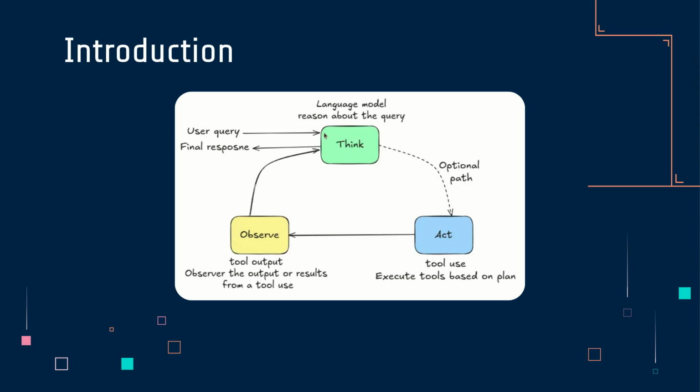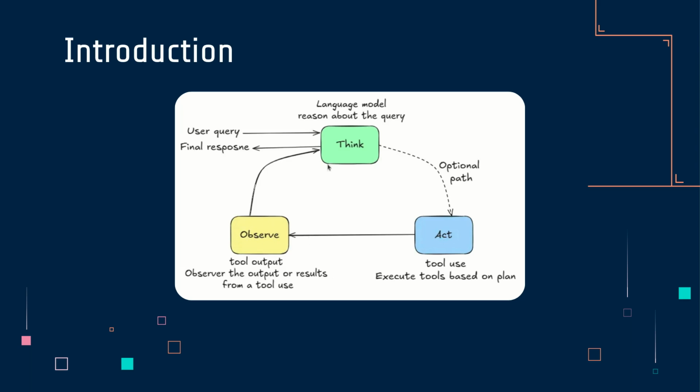So the user question is, add 2 and 3 together. It thinks, okay, I need to add 2 and 3 together. I have a bunch of tools. One of these tools is an addition tool, basically a calculator. So I can use a calculator and add 2 and 3 together. The calculator gets called, it gets executed, and then the answer, 2 plus 3 is 5. So 5 is the observation.